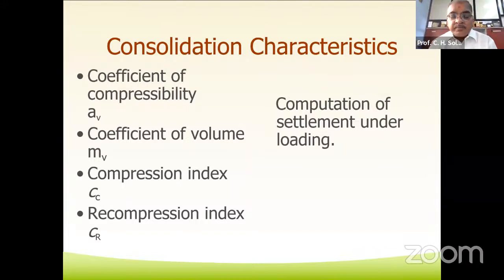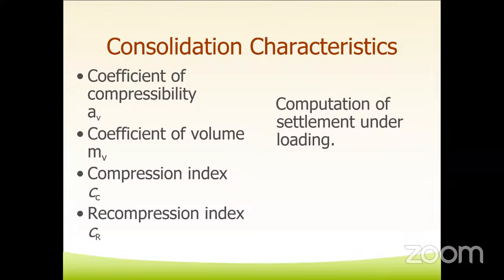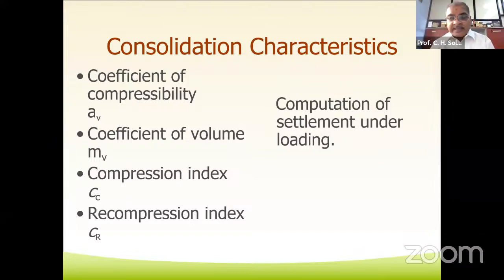Okay, fine. So the consolidation settlement is being determined on the basis of the compression index and coefficient of the volume change, depending on whether the soil is normally consolidated or over consolidated. The Cc parameter is used for normally consolidated soil to calculate the consolidation settlement, and the mv parameter is used for over consolidated soil to find out the consolidation settlement of the soil.